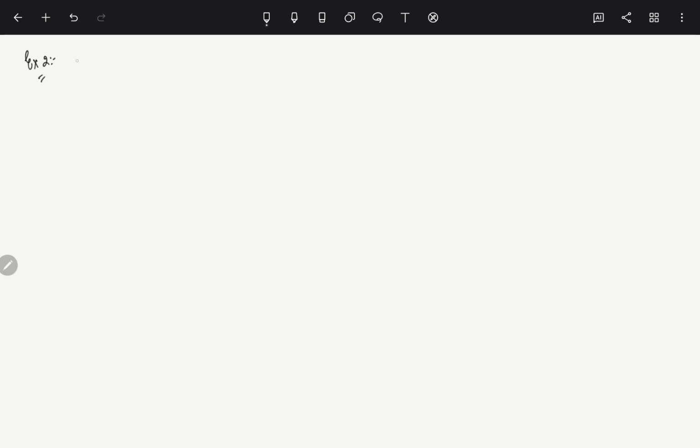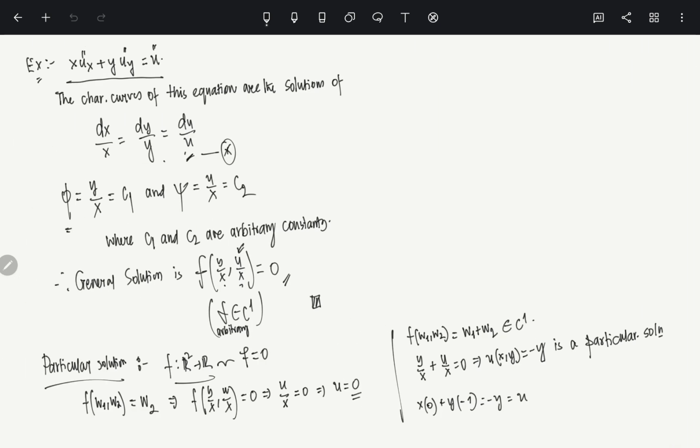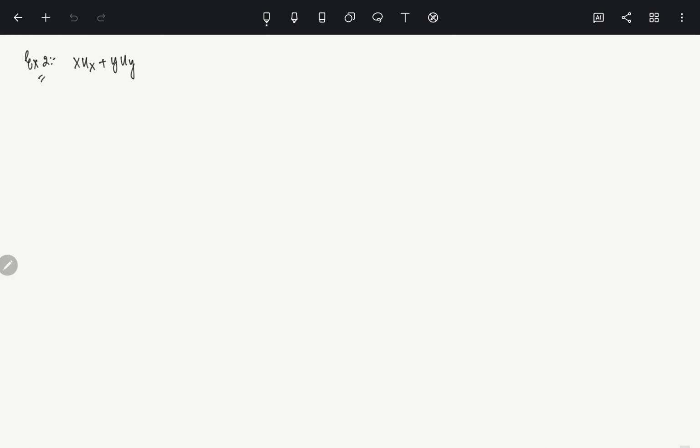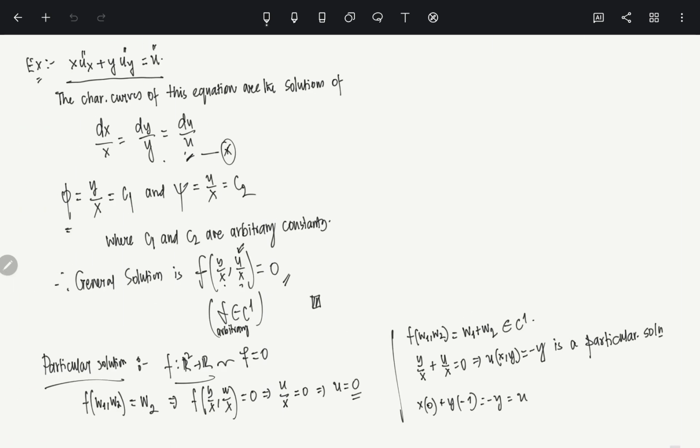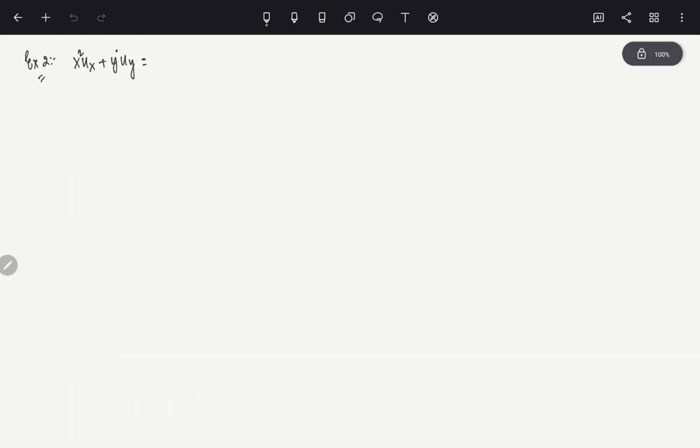Let us say you have this equation x u_x plus y u_y. We are just starting out with very simple problems, so that we do not get confused here. This is the problem we already did, right? So, maybe x square u_x plus y square u_y equals (x plus y) times u. Let us look at this problem.